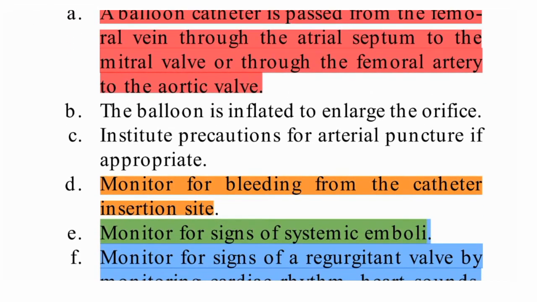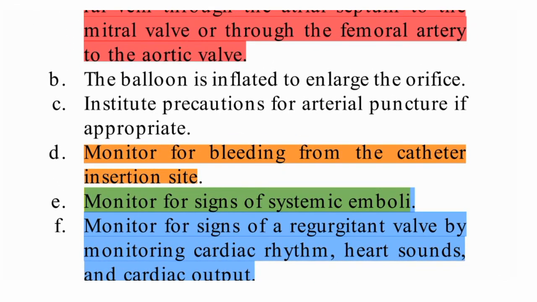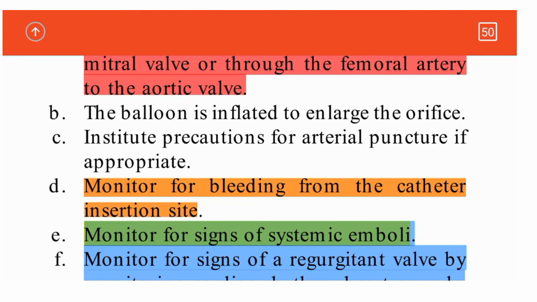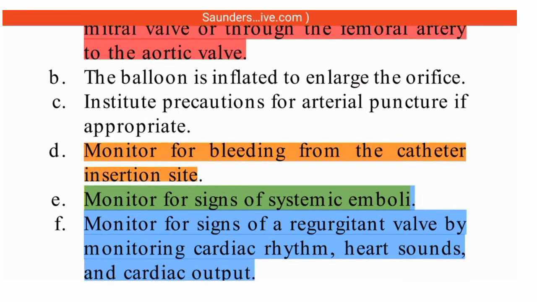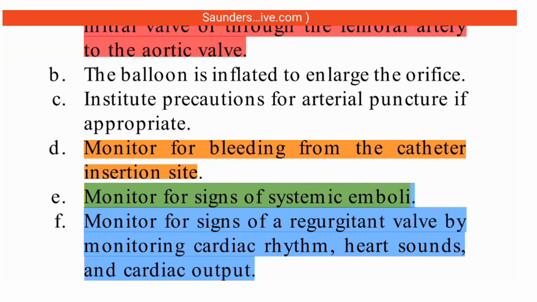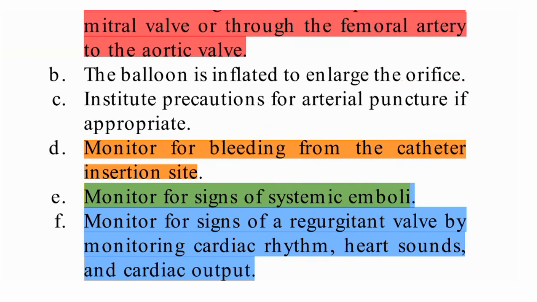So we can put a balloon catheter if stenosis is there. The balloon is inflated and enlarges the orifice, so it increases the diameter of the vessel or valve. Institute the precautions of atrial puncture if appropriate. Since we are going to do a puncture, we need to take precautions appropriately.